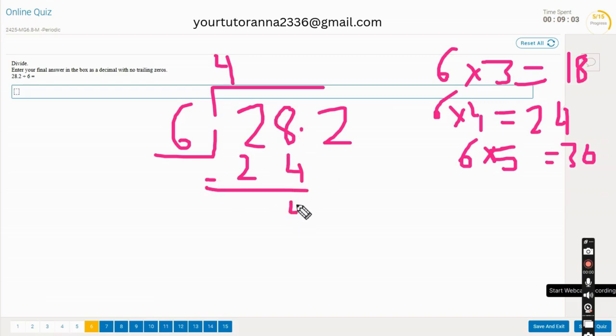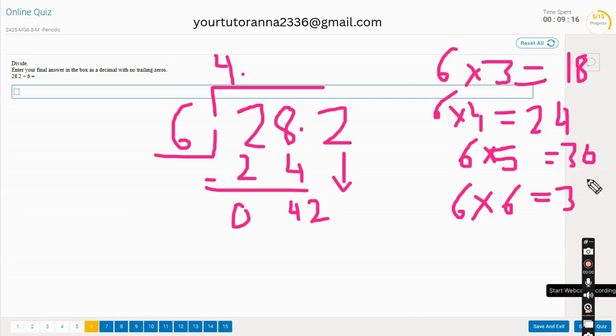So 8 minus 4 is 4 here, 0. You put the decimal point up and you bring the 2 down. We know directly, if you know the multiplication really well, that's going to help you. So please do memorize your multiplications. So 6 times 6 is 36, and 6 times 7 is 42. So now here, what is it going to be? 7. So 4.7.